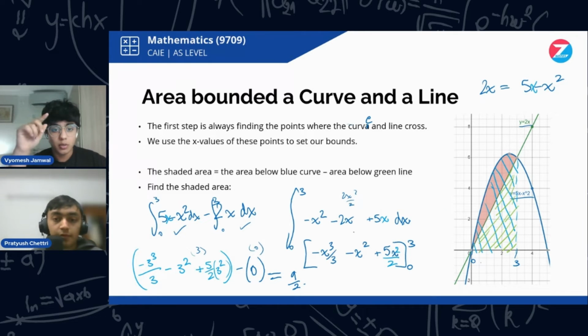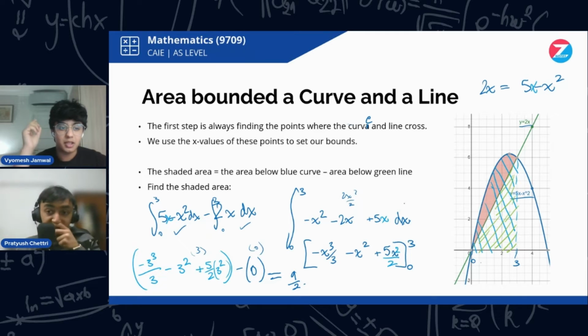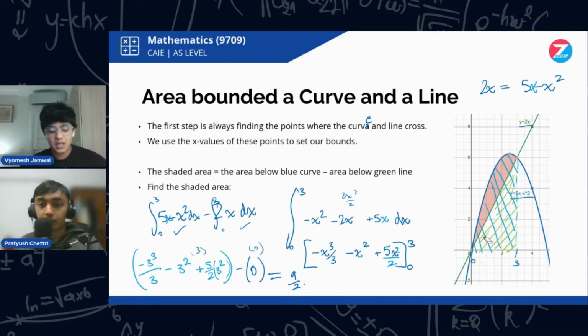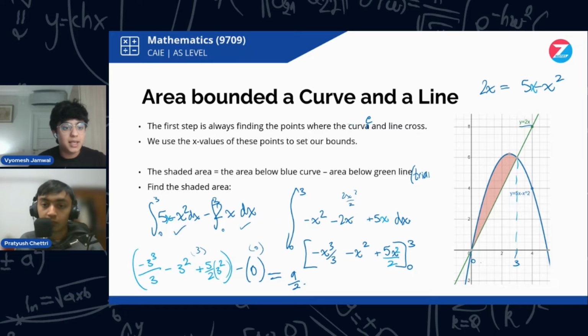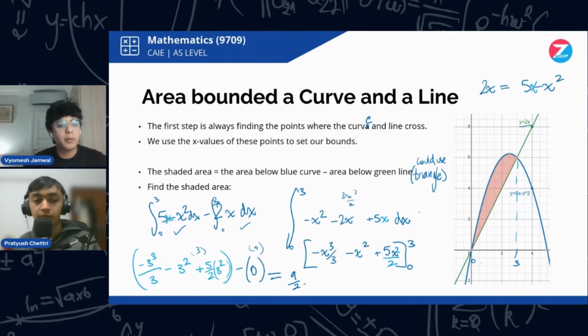Additionally, I think in the mark schemes they do prefer it if you state specifically how you define the area. For example, the shaded area equals the area below the blue curve minus the area below the green line. Of course, you won't have blue and green, but you could state that. You usually get a point. I'm not 100% sure, but I remember that the mark schemes prefer it that way.